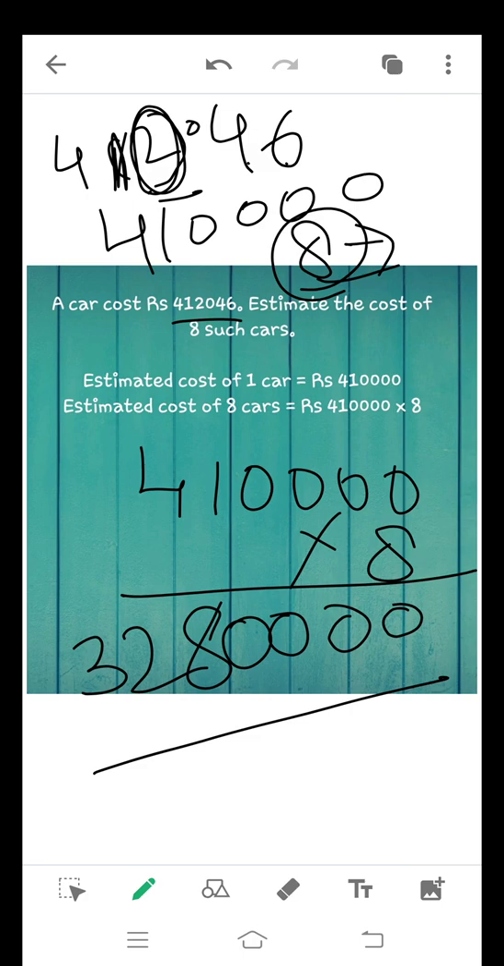In this way you can estimate in addition, subtraction, multiplication and division. If it is not given in the question whether you have to estimate to the tens, 100, 1000 or 10,000, you can estimate according to the number.